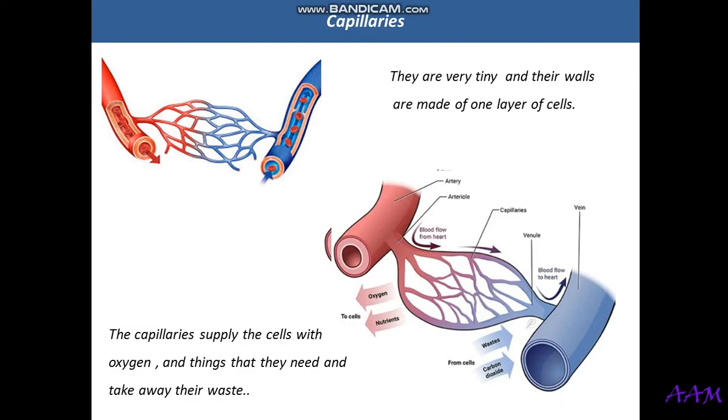the oxygen. So that means the artery which takes the blood with oxygen to the body comes out from the left side of the heart, and the vein which brings back the blood without oxygen, with carbon dioxide, to the heart pours that blood in the right side of the heart.